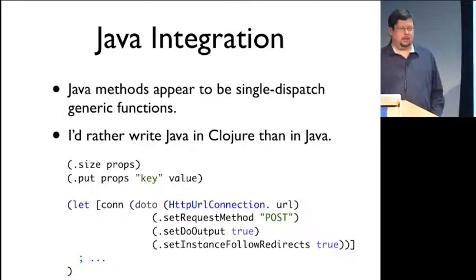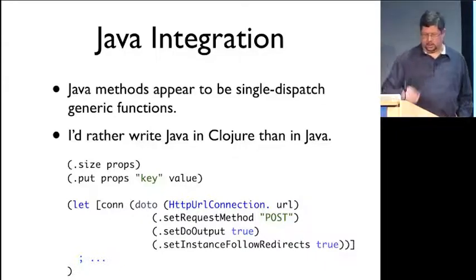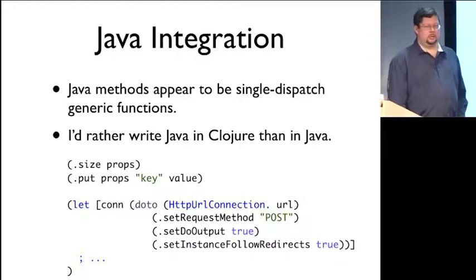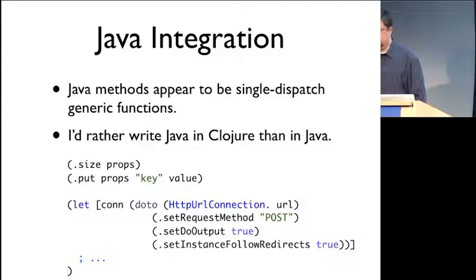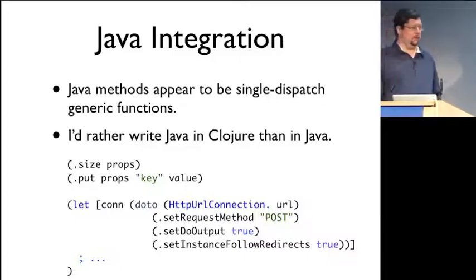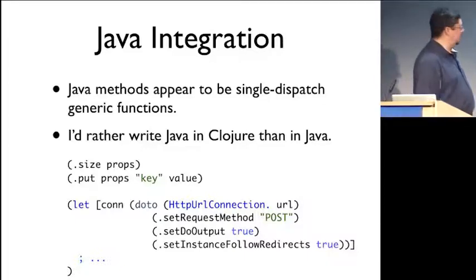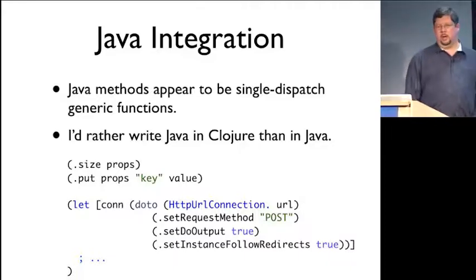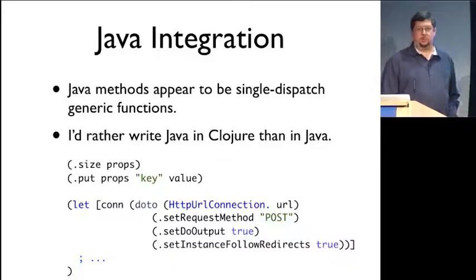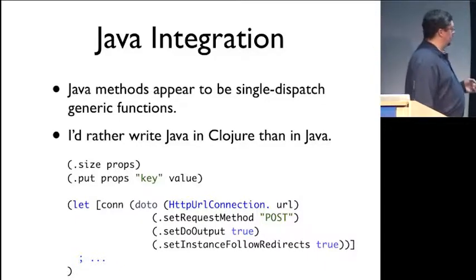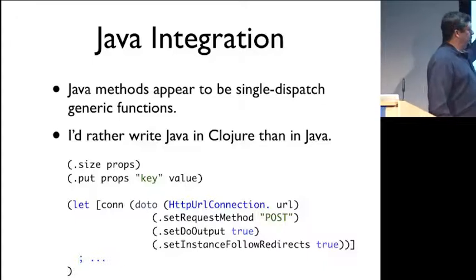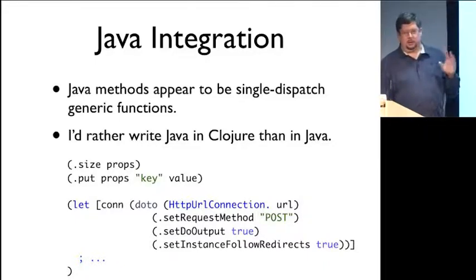Running on the JVM, like nearly all other languages that run on the JVM, Clojure incorporates Java integration. And I've seen languages that were implemented on the JVM where their integration with Java is a bit strained. I think this is one of the really sweet spots of Clojure. Integration with Java is wonderful and easy. Java methods appear more or less like single dispatch generic functions.